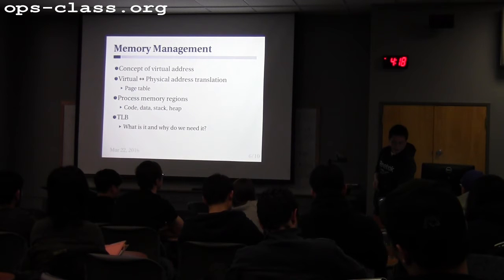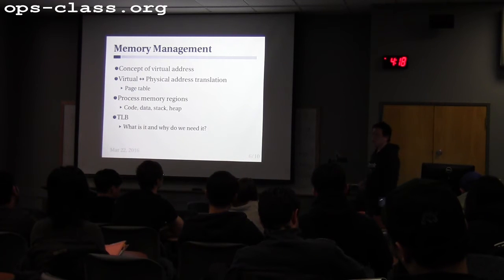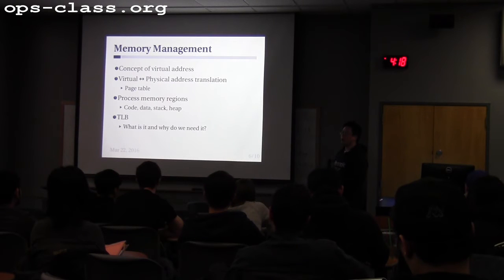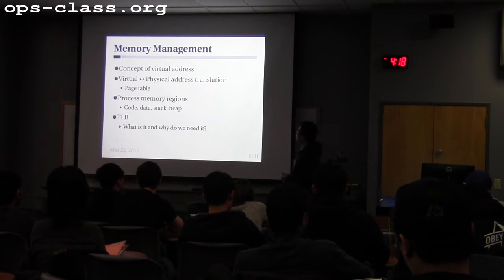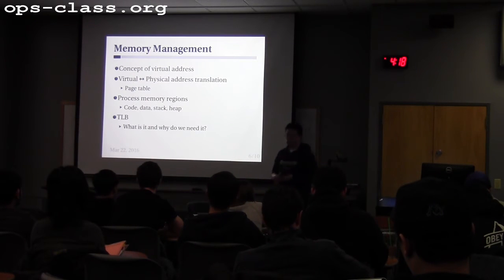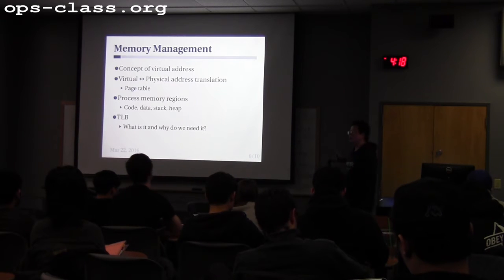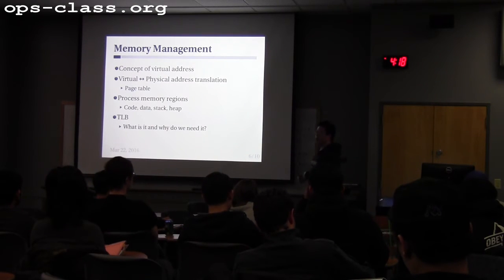The final part is memory management, which you have not had a chance to exercise yet, but you will in the next month. So remember at the very beginning we talked about how we use the address space to provide an abstraction of memory. For this topic, the most important concept, I would say, is the concept of virtual addresses. So you need to understand the difference between a virtual address and a physical address.